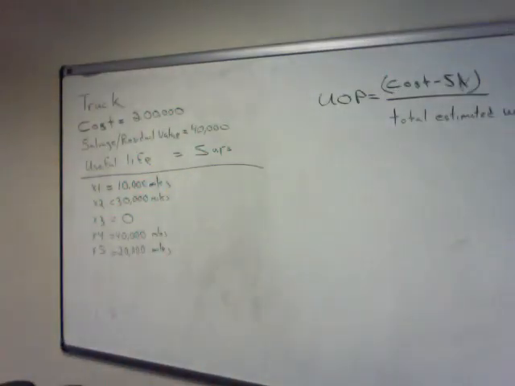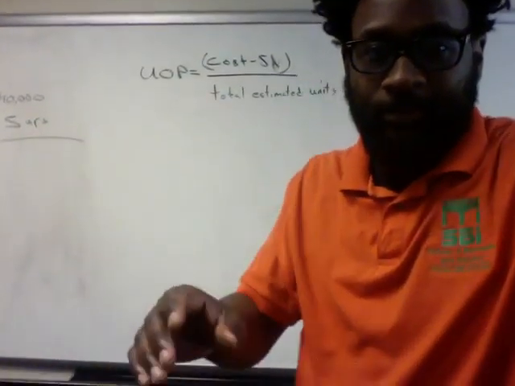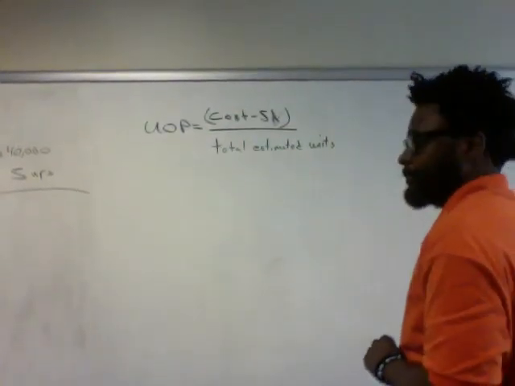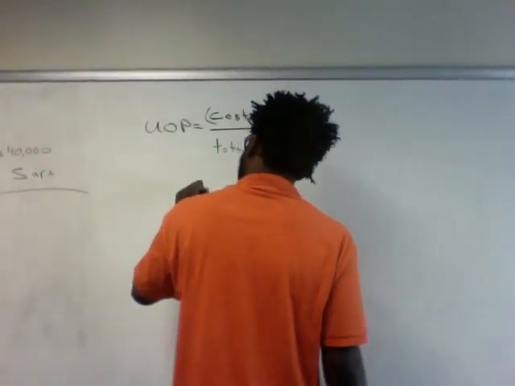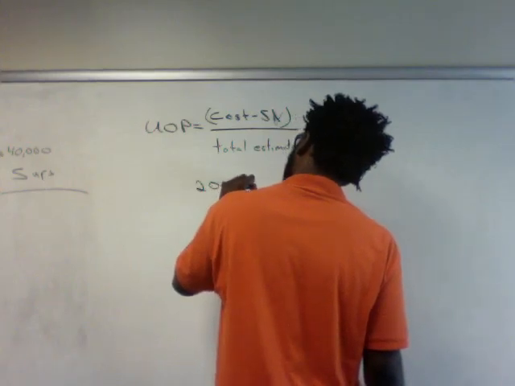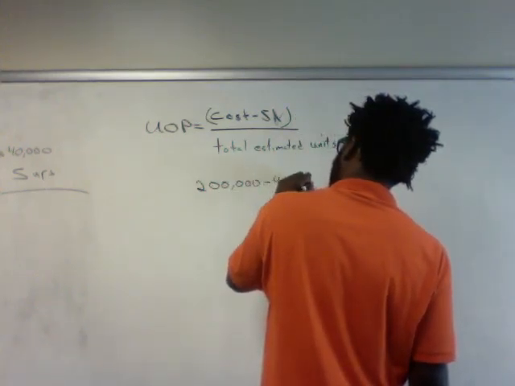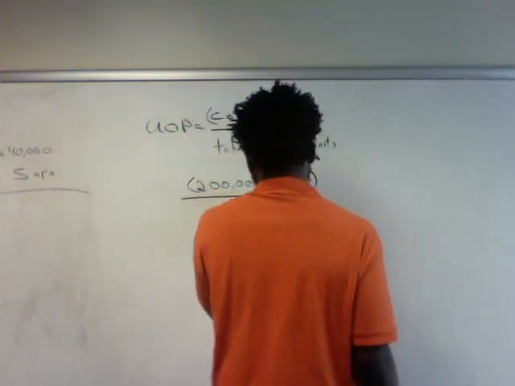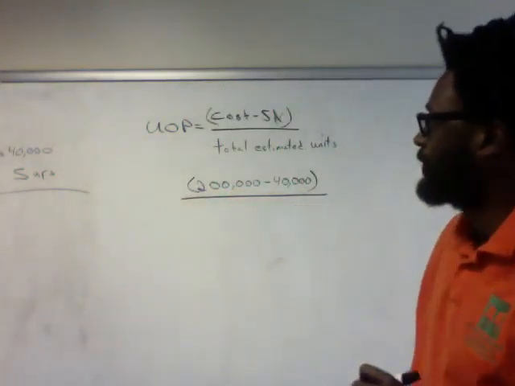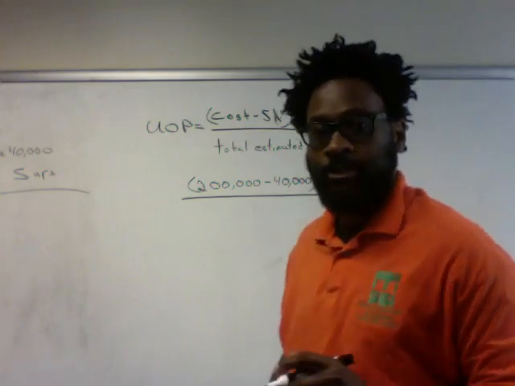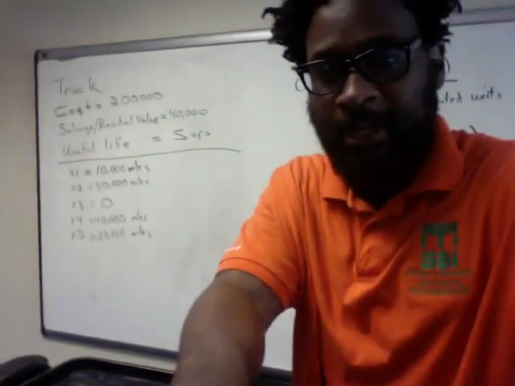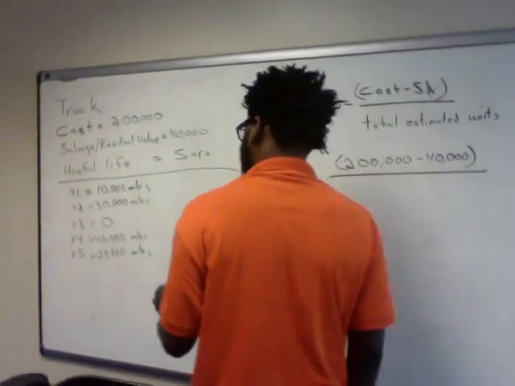Okay? And so in terms of calculating units of production, how will we apply this to our formula? Well, we know our cost is going to be $200,000. We know our salvage value is $40,000, which gives us a depreciable cost of $160,000. The most we're going to depreciate is $160,000. And our total estimated units, where are we going to find that? That information that we estimate.